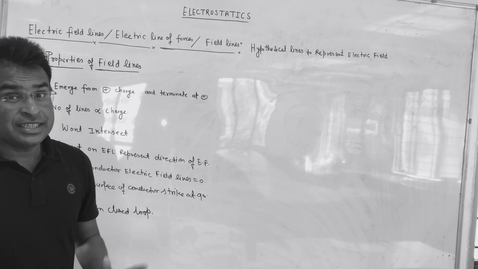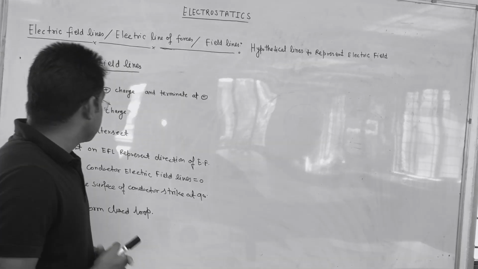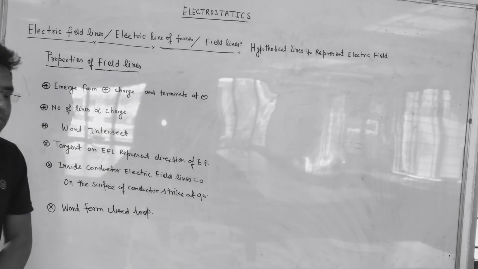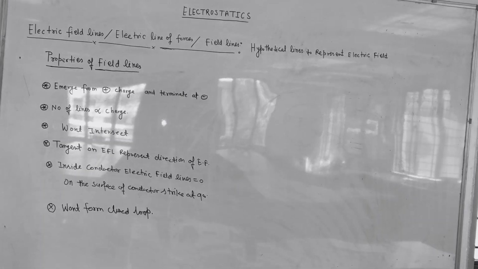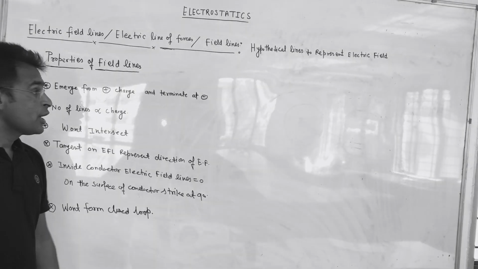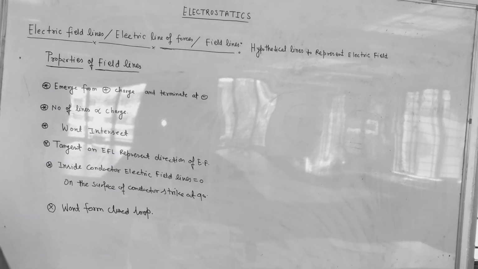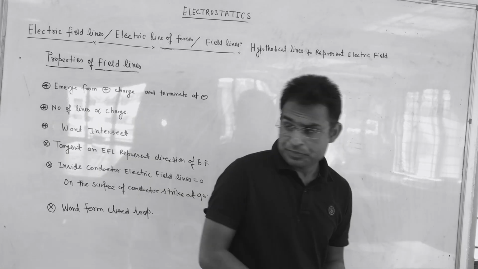Now, these lines have some properties. There are 5-6 properties, and I wrote them over here. You can read all the properties, and one by one I'll explain what each property means. Now, the first property: they emerge from positive charge and end at, or terminate at, negative charge. What's the meaning of this?